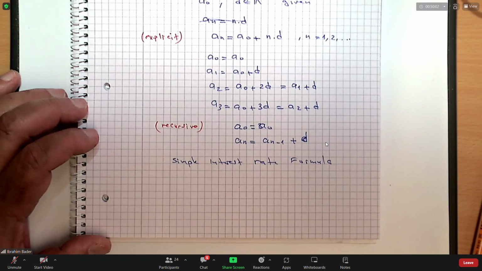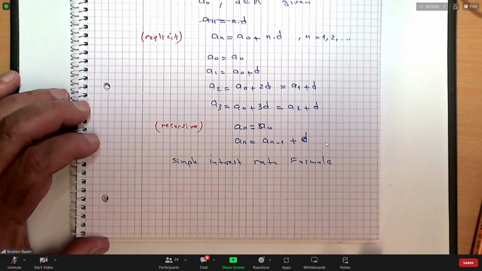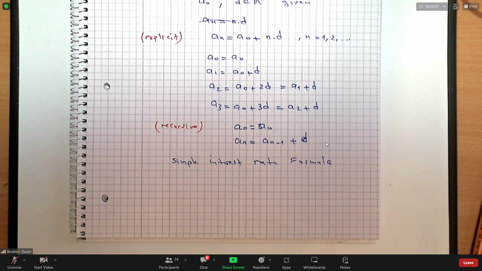Simple interest rate. So we will talk more about it during the tutorial.